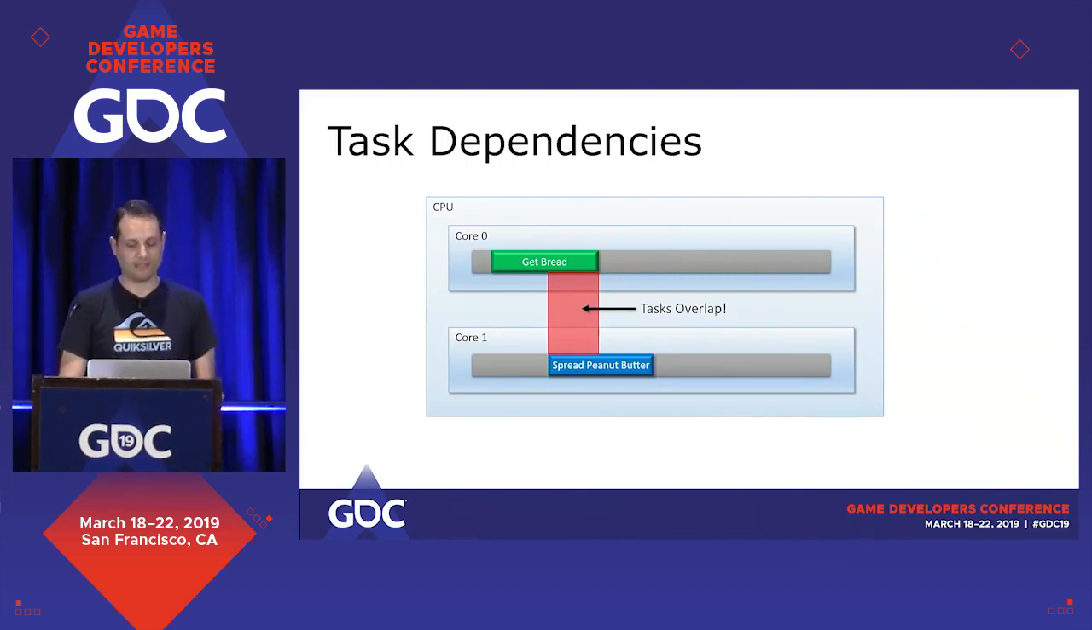Since this overlap means that you'll have a race condition where the spread peanut butter task might try and use results that aren't actually ready yet. So what you do, the standard thing to do in this case, is you would stick in a little barrier, right?